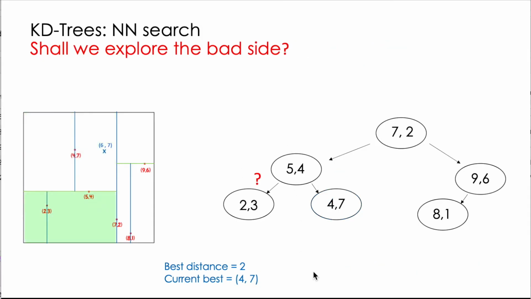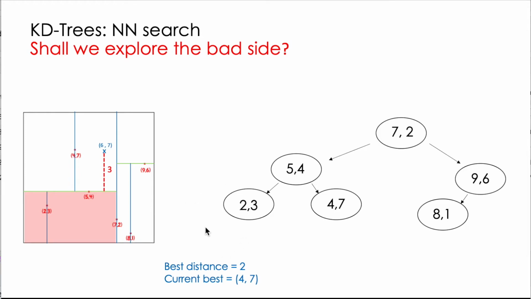Okay, now this part is very important. We need to make the question, shall we explore the bad side of the tree? And in order to decide that, we need to figure out if there is any possibility that we could find a point in this area that is better than our current best point. To do that, we just need to draw a vertical line to the limit of this area, because this actually is the best possible data point we could find in this area.